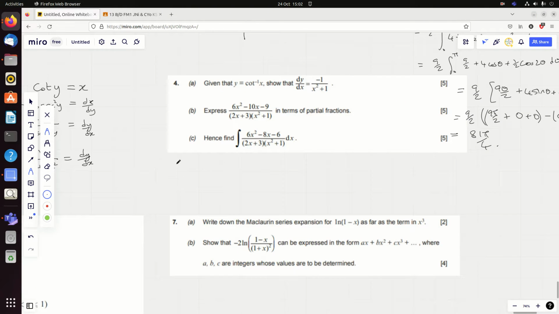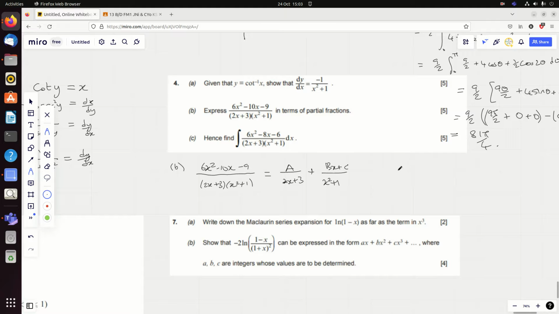Okay, question 4b. Let's write this in terms of partial fractions. 6x squared minus 10x minus 9 over 2x plus 3, x squared plus 1. Well, we need the general format, and it's one of these new irreducible quadratic factor ones. So we're going to have a, bx plus c, which we need to write over x squared plus 1.